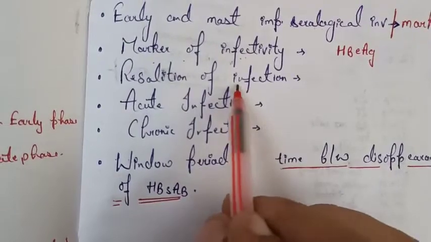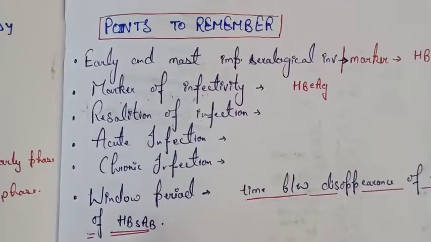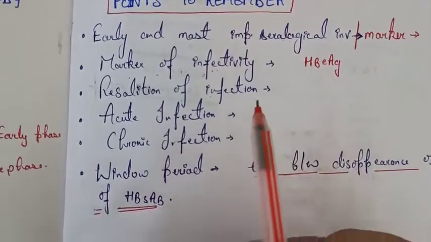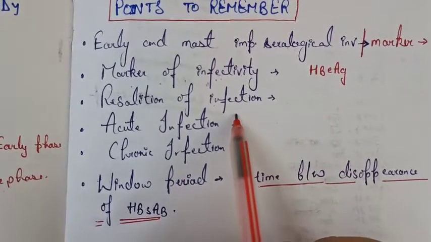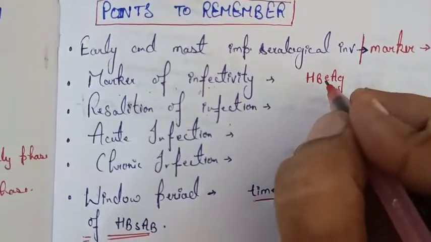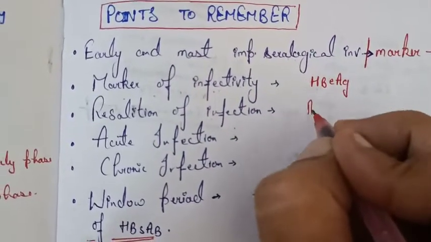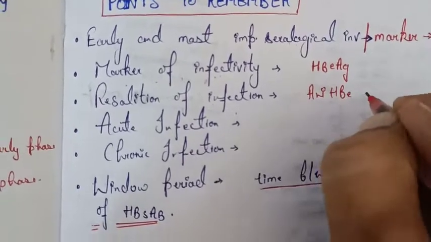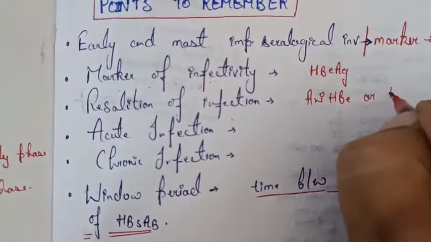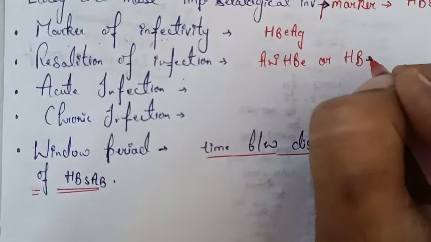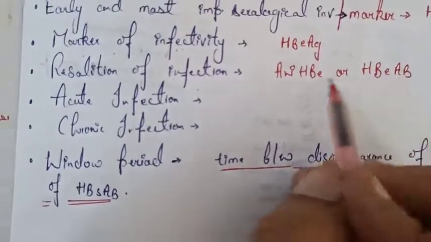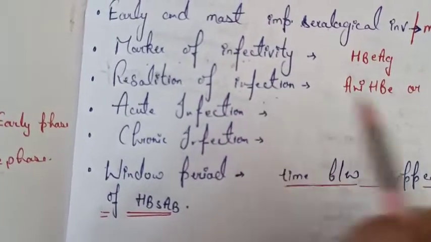Now resolution of infection. As I already told you, the marker of infection is E antigen. So what will be the marker of resolution of infection? Obviously it will be antibody to E antigen, anti-HBe, or hepatitis B E antibody. Hepatitis B E antibody is the marker of resolution of infection.